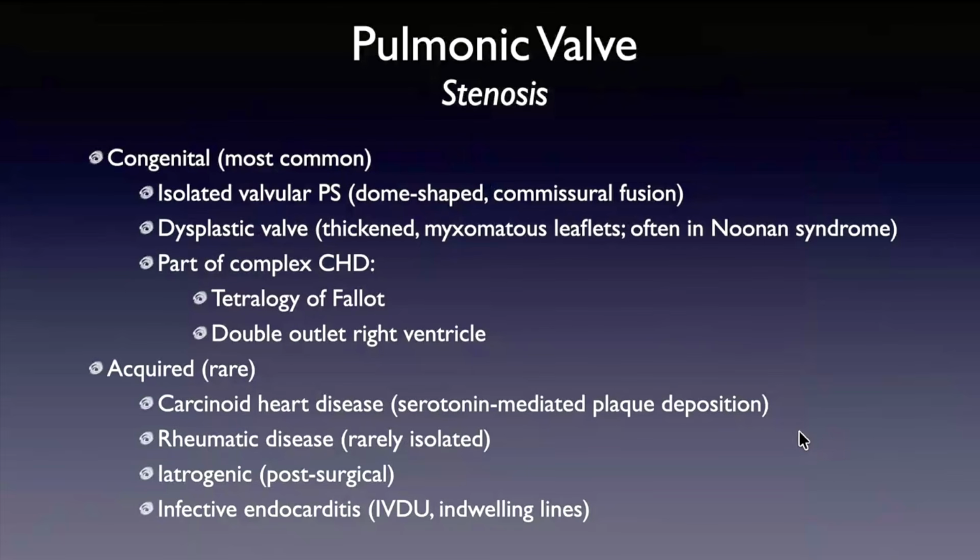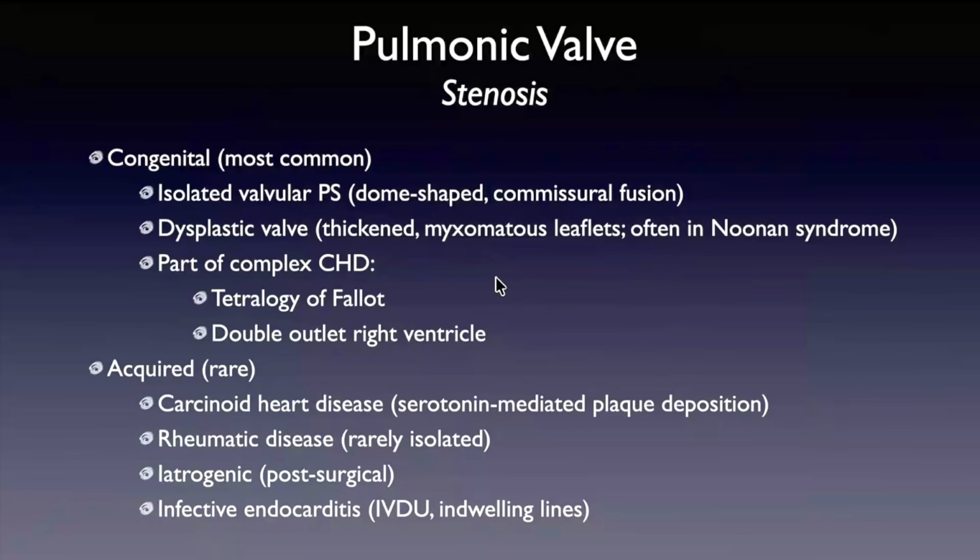So in terms of etiology, the most common is congenital, as we all know. It could be isolated valvular PS, where you see that dome-shaped pulmonic valve, that systolic doming. You get commissural fusion, which adds to the stenosis. Probably in that severe case, there's significant commissural fusion.